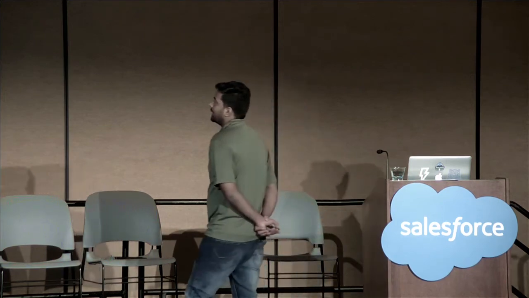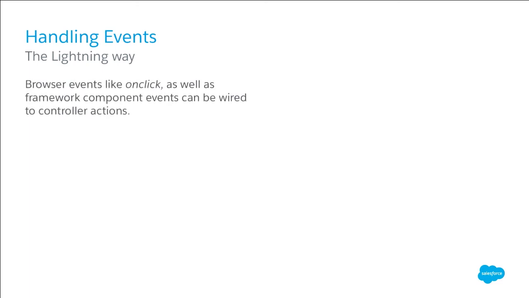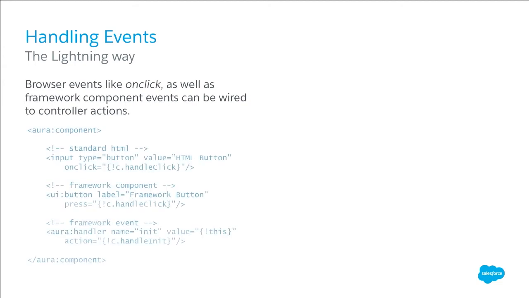The next is about handling events, the Lightning way, right? So when you have events like on click, on mouse hover, or on scroll or something like that, right? These are called all the on events. So these on events can be wired to a JavaScript action, which goes into the controller, or even the framework events, the custom events that you create. Those also can be wired to JavaScript.